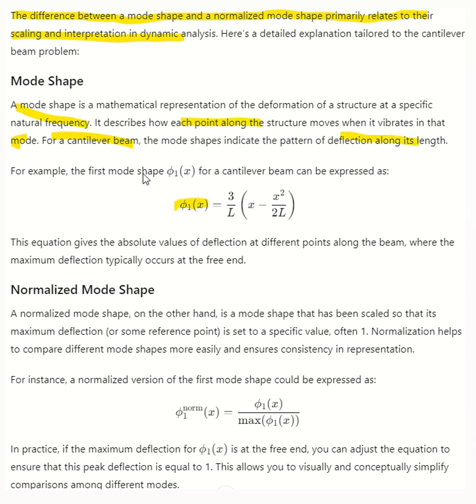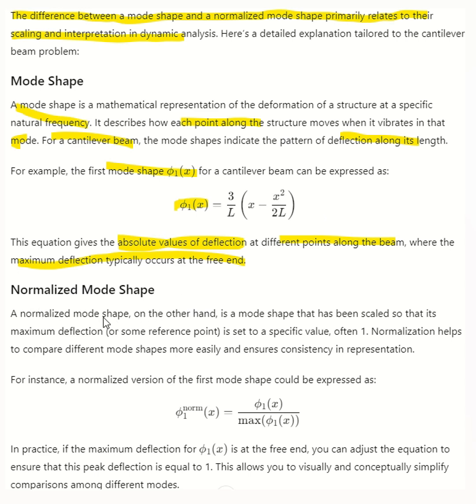The first mode shape is 3 L x minus x squared, divided by 2L. This equation gives absolute values of deflection at different points along the beam, where the maximum deflection typically occurs at the free end. Suppose I take a 4 meter cantilever beam, so L is 4. This becomes 3 by 4, here 4 minus 4 squared by 2 into 4. This value becomes 1.5.